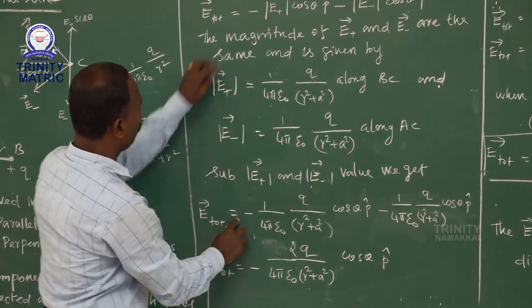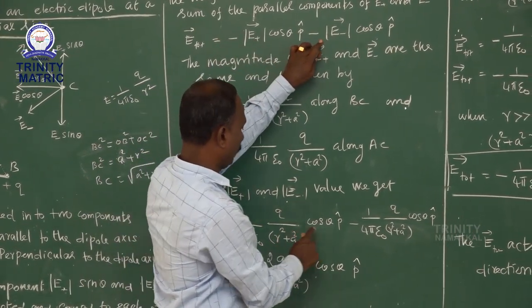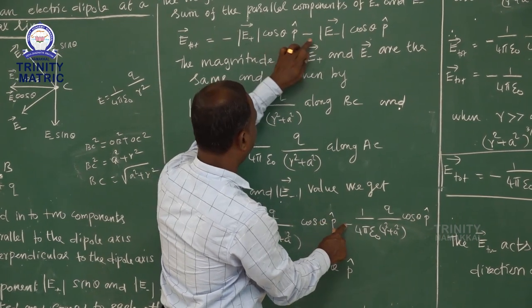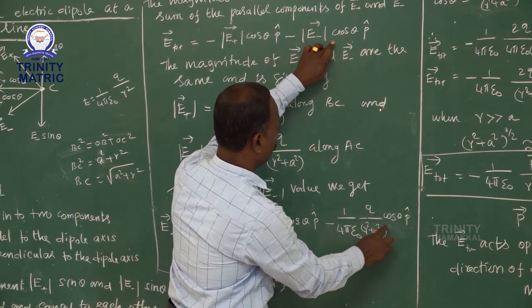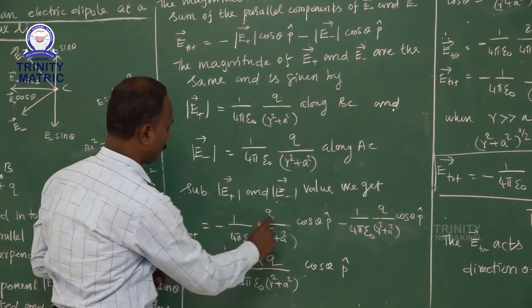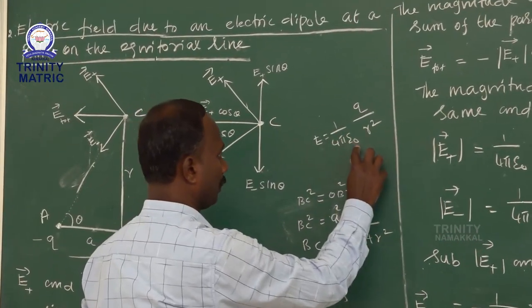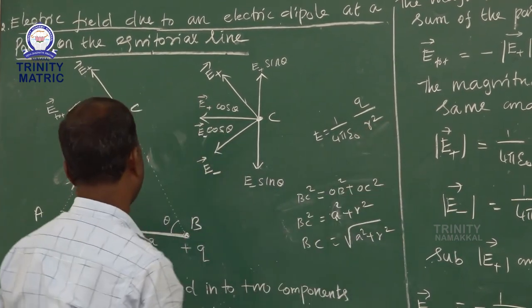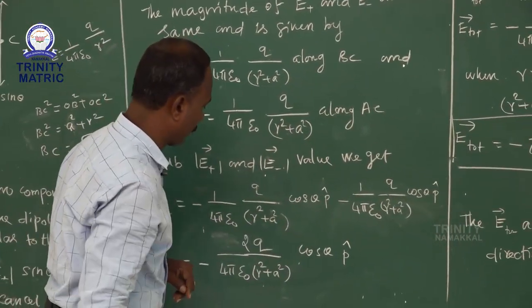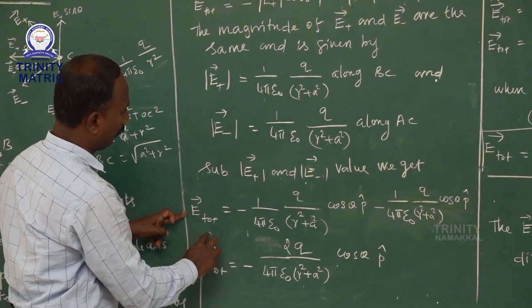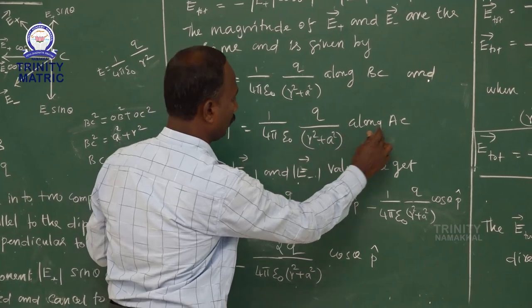E total is equal to minus 1 by 4 pi epsilon naught Q by R square plus A square cos theta P cap, minus another value, 1 by 4 pi epsilon naught Q by R square plus A square cos theta P cap. Here, the general formula: how will you get R square plus A square? The formula is E equal to 1 by 4 pi epsilon naught Q by R square. So the R square value, that is here BC square, is R square plus A square. So E minus is also 1 by 4 pi epsilon naught Q by R square plus A square along the AC.